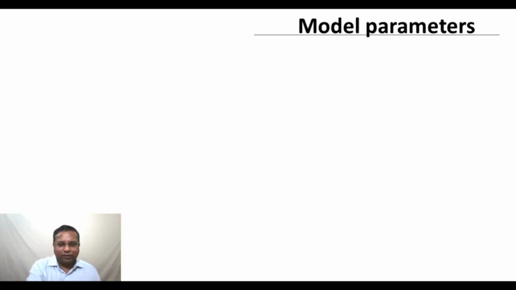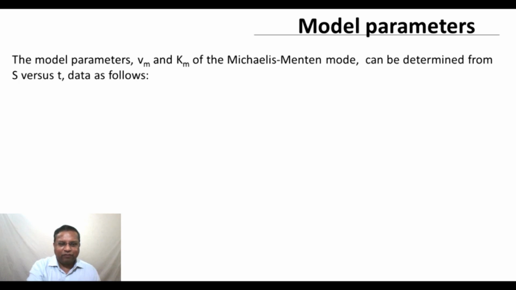The model parameters Vm and Km are the two parameters we need to completely describe simple enzyme kinetics. They can be determined by doing an experiment where we follow the substrate concentration with respect to time in a batch reactor. This experiment is done in a batch situation.